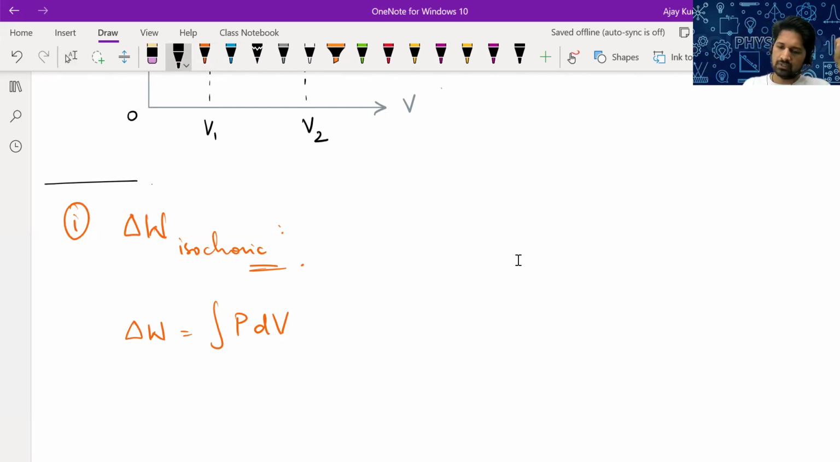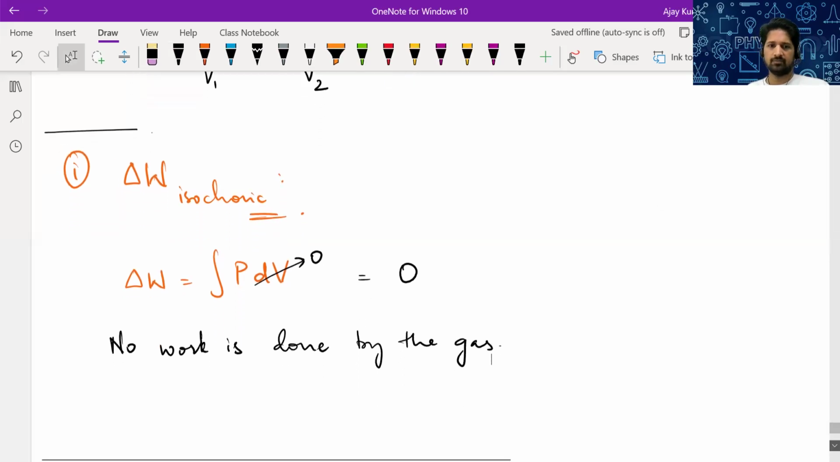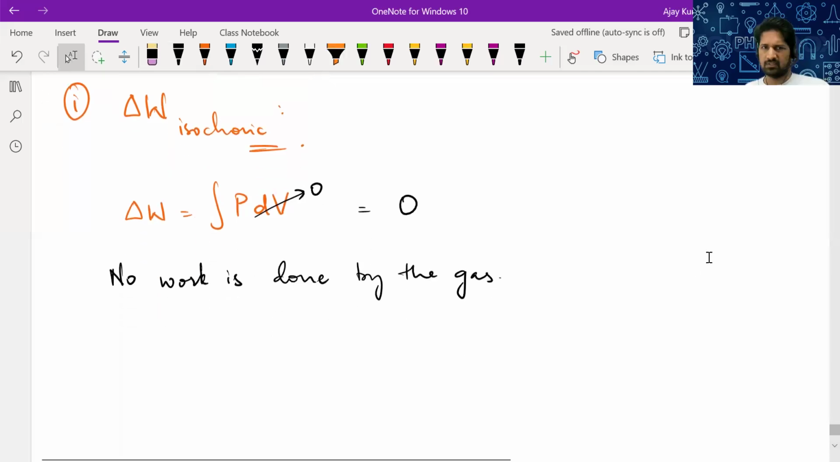So dV tends to zero. And since dV tends to zero, integral P dV will also become zero. Therefore, no work is done by the gas in an isochoric process. What does that mean? That means all the heat you supply gets stored as internal energy itself. None of it will be converted to work. Okay, that is what happens in an isochoric process. Okay, so delta W is zero. Always in an isochoric process, delta W has to be zero.